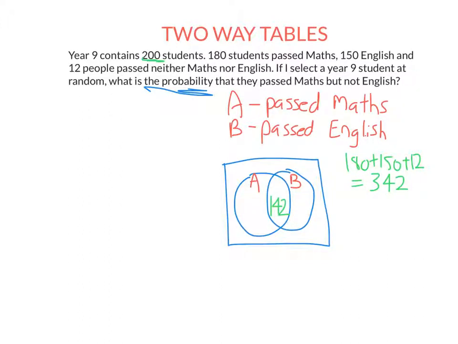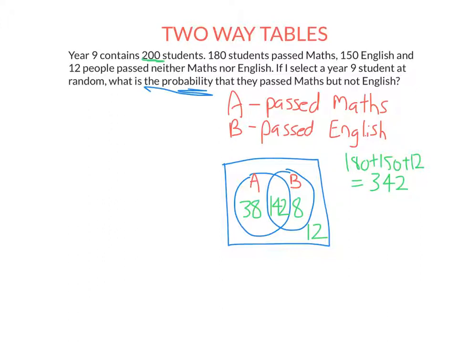There's already 142 in the maths circle, so we need another 38 in the maths circle, and we need another 8 in the English circle, and of course the 12 who pass neither go outside. And of course 38 plus 142 plus 8 plus 12 equals 200. So that's a Venn diagram.